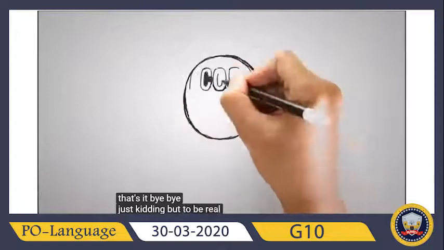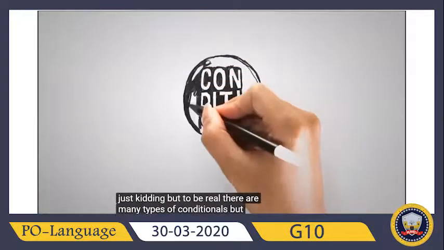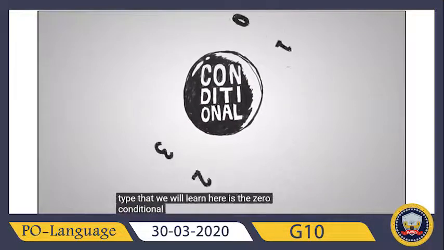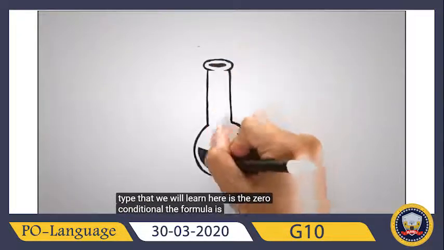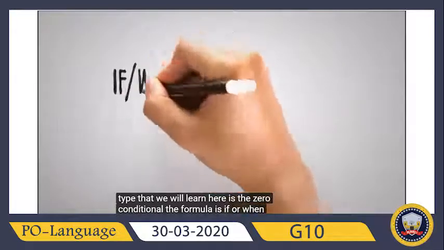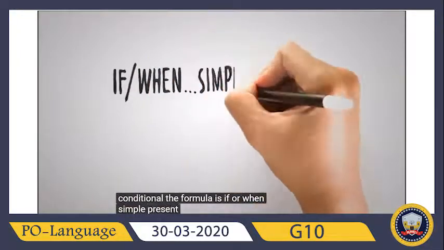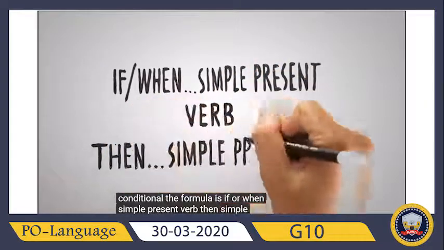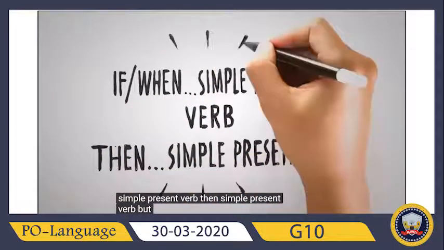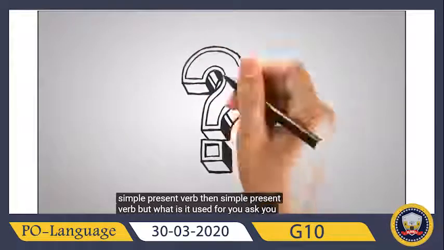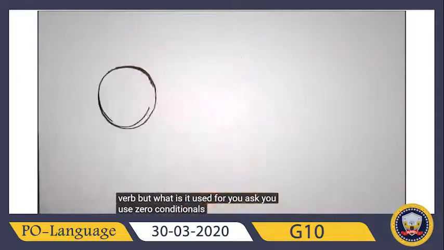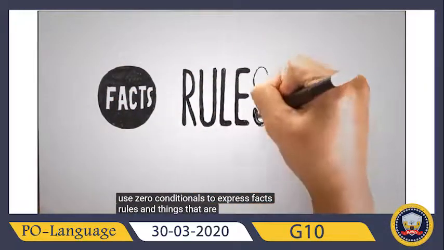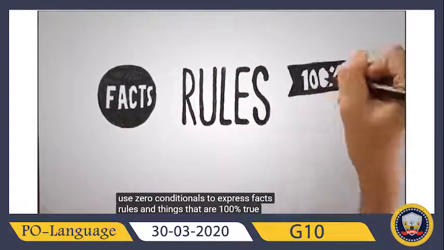What is a conditional sentence? A conditional sentence is a sentence you use to express a cause and effect. That's it. Bye-bye. Just kidding. But to be real, there are many types of conditionals, but the first type that we will learn here is the zero conditional. The formula is if or when, simple present verb, then simple present verb. But what is it used for, you ask? You use zero conditionals to express facts, rules, and things that are 100% true.